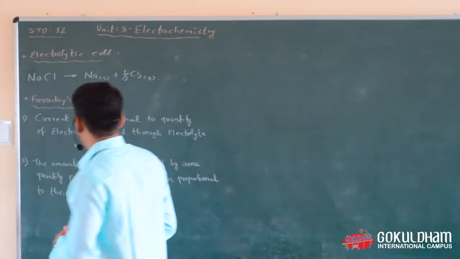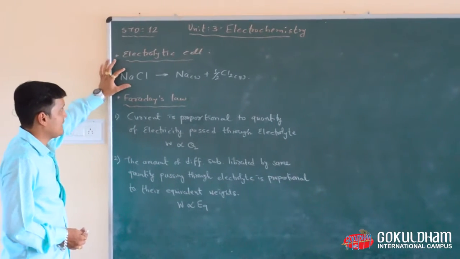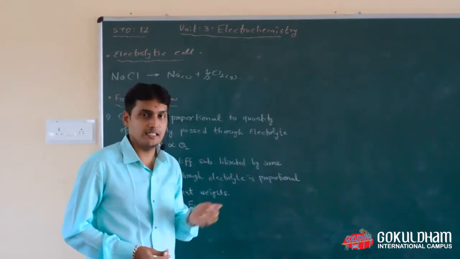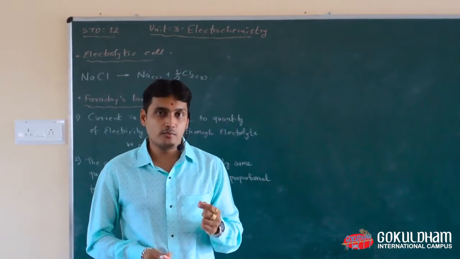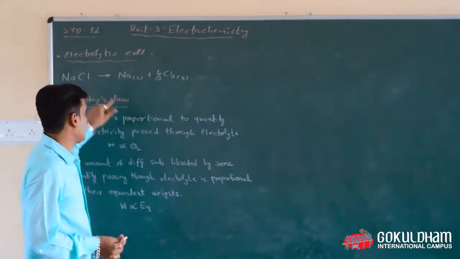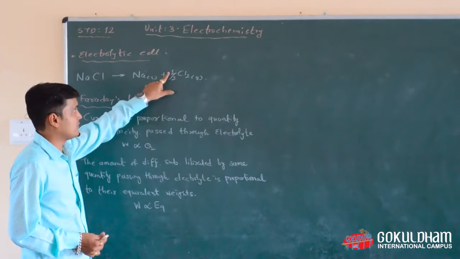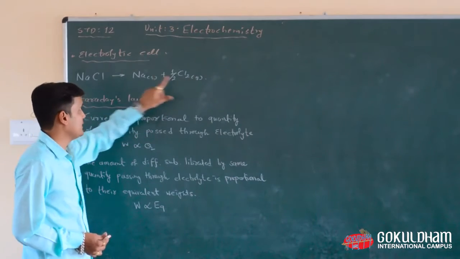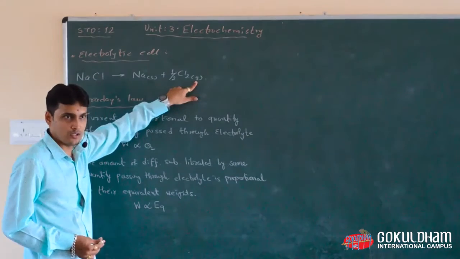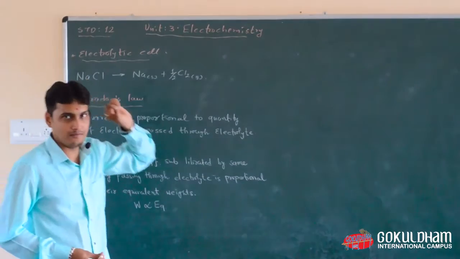The first example in an electrolytic cell is NaCl. Suppose this NaCl is used in an electrochemical cell, then your products will be Na+ and Cl- ions. But in an electrolytic cell, you get Na solid plus 1/2 Cl2 gas, which means in an electrolytic cell you will get solid and gaseous products.